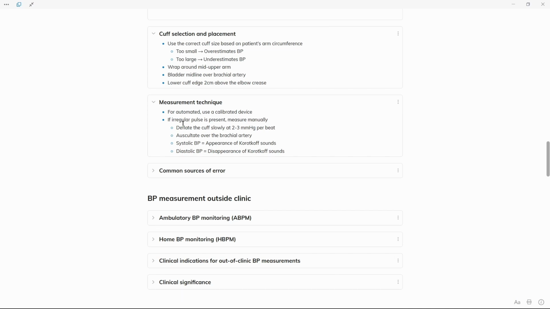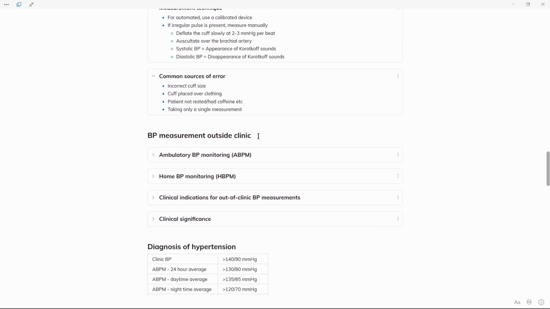If the patient has an irregular pulse, then you need to measure the blood pressure manually, because the automated blood pressure machine will not be able to differentiate whether the Korotkoff sound is present from an irregular pulse or a regular pulse. If you measure the blood pressure manually, you need to deflate the cuff slowly and auscultate over the brachial artery. The systolic blood pressure is defined as the appearance of the Korotkoff sound, the first sound that you're hearing, and the diastolic blood pressure is the disappearance of the Korotkoff sounds.